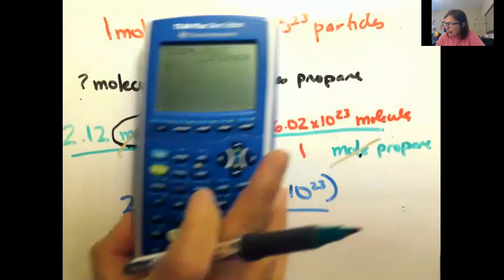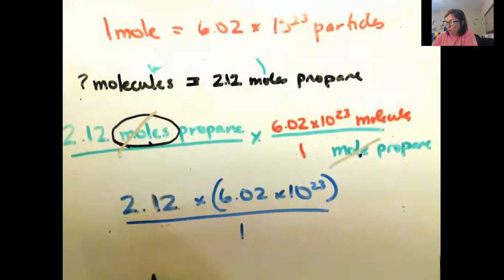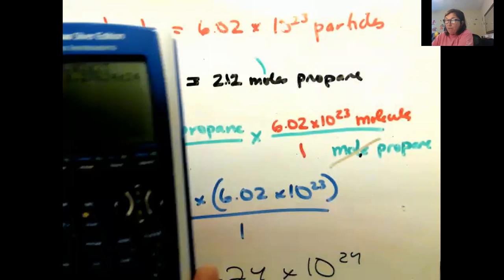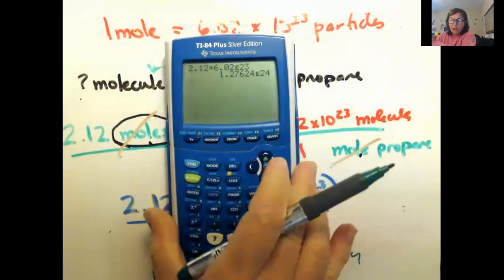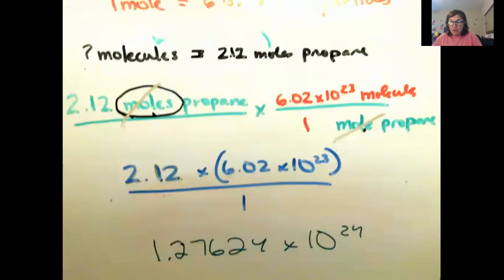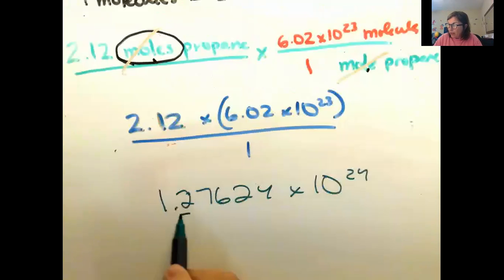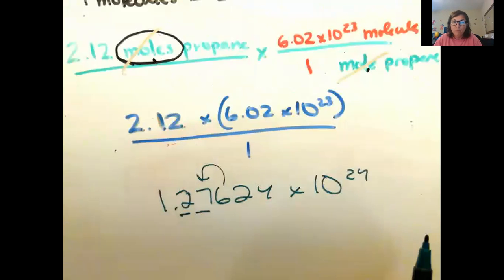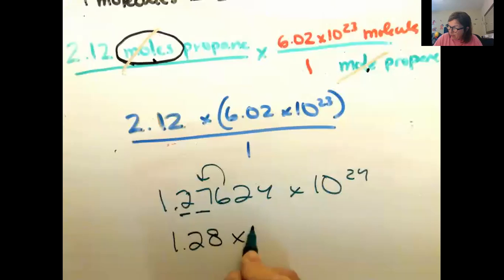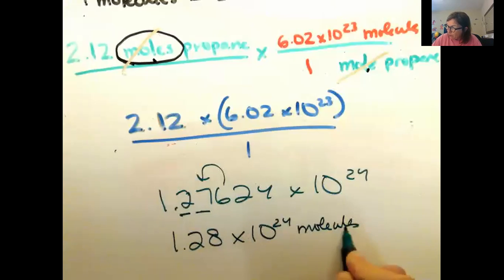So my answer was 1.27624 times 10 to the 24th. Now do not forget this times 10 to the 24th right here. A lot of you guys do that. So, 1 digit after the decimal, 2 digits after the decimal. Well, that's 6, in fact, that's 7. Yep, sure enough. So it'll be 1.28 times 10 to the 24th molecules is my answer.